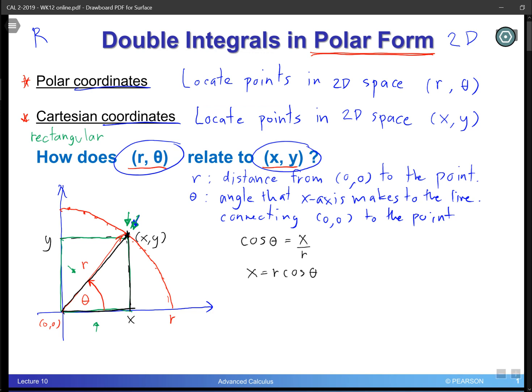Okay, and we also have this sine theta right here. Sine theta is the opposite side, or you can say across, right here, divided by the hypotenuse. So that's going to be equal to y divided by r. Move things around, and then you have y equal to r sine theta. With these two equations, let's put boxes around them.